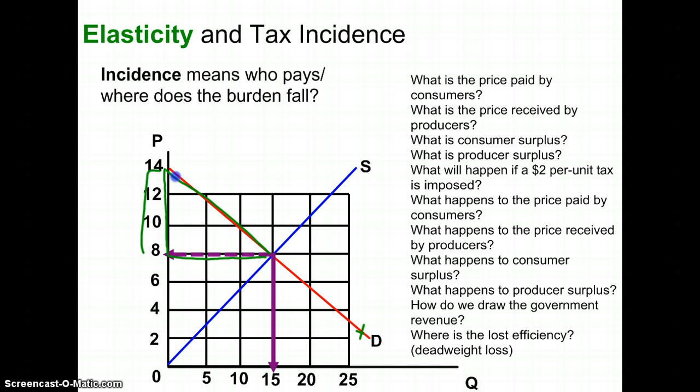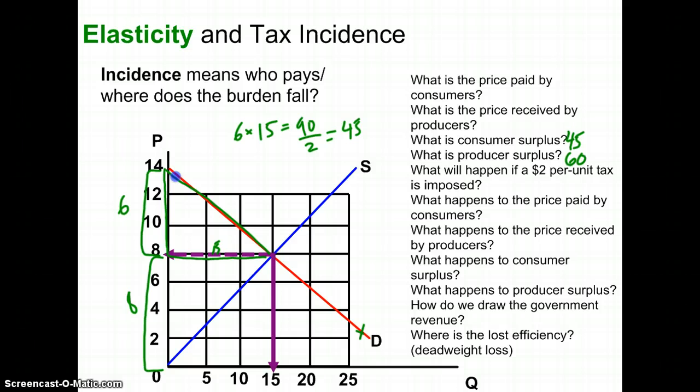So the height of the triangle is 6. The base of the triangle is 15. So base times height gives us 90. Base times height times 1/2, which is the formula for the area of a triangle, gives us a consumer surplus of 45. Producer surplus with similar calculations looks like it would be the same size, but in fact, the height of this triangle is 8. So the producer surplus is 60.